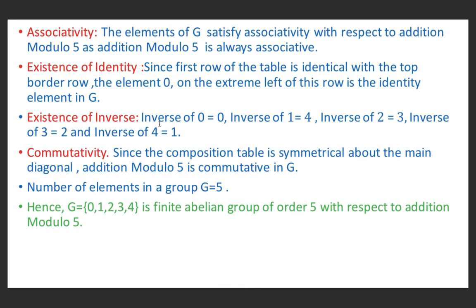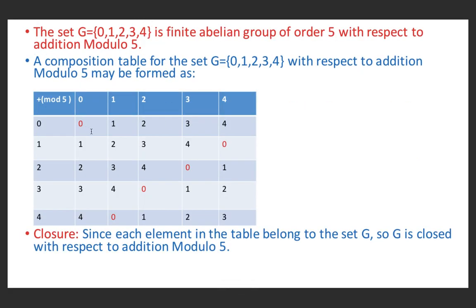Now the existence of inverse. The inverse of 0 is 0. The inverse of 1 is 4. The inverse of 2 is 3. The inverse of 3 is 2. The inverse of 4 is 1. This is done by locating the identity elements in each row and each column, and then locating the elements on the extreme left and in the top border row. So the inverse of 0 is 0, the inverse of 1 is 4, the inverse of 2 is 3, the inverse of 3 is 2, and the inverse of 4 is 1.